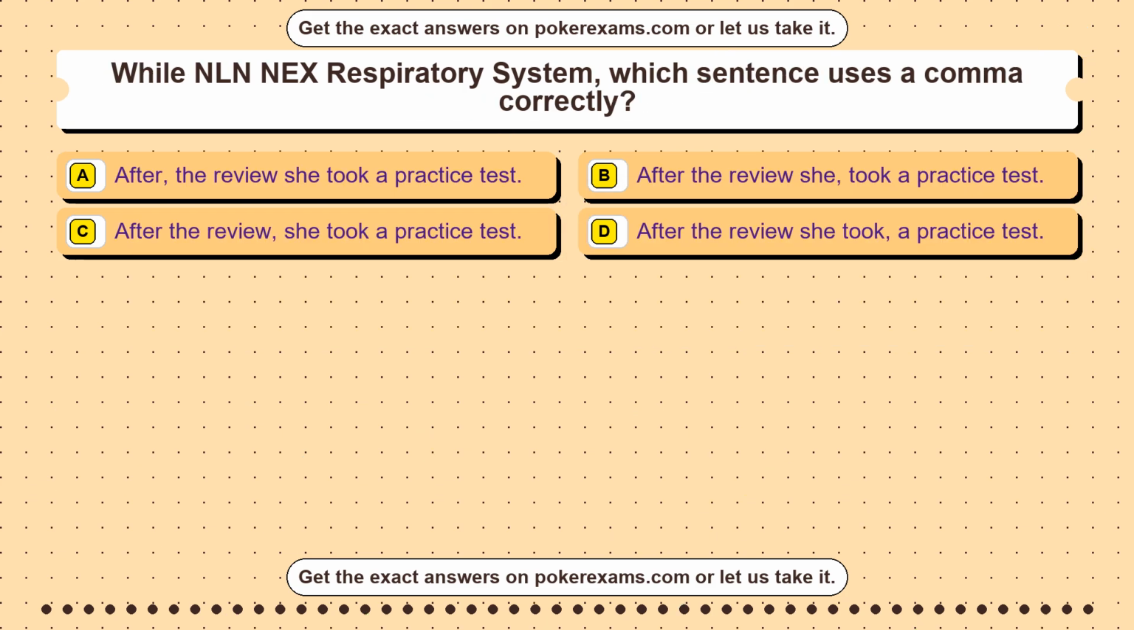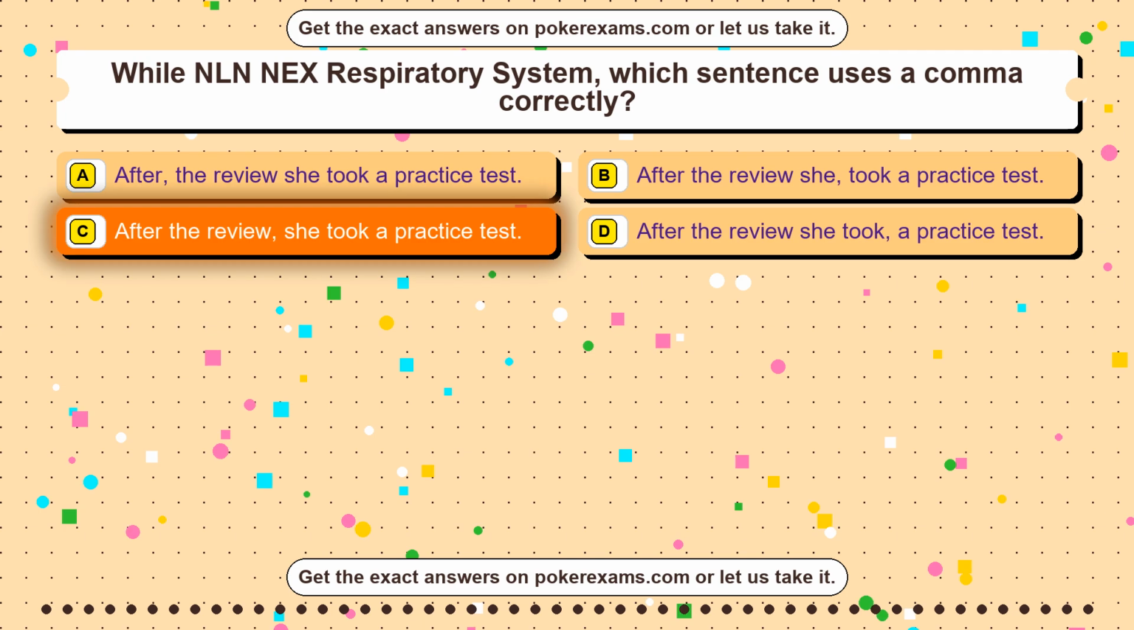Question 47. While GED reading comprehension practice, which government system lets citizens vote for representatives? Option A, dictatorship. Option B, oligarchy. Option C, representative democracy. Option D, absolute monarchy. The correct answer is option C.